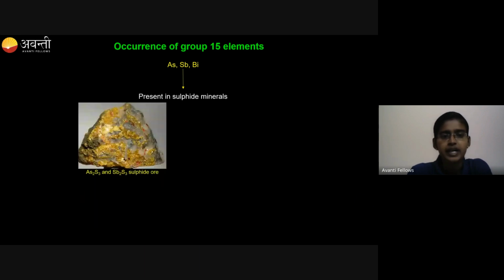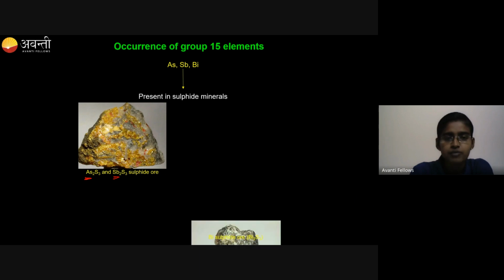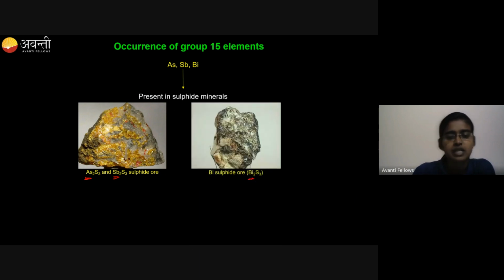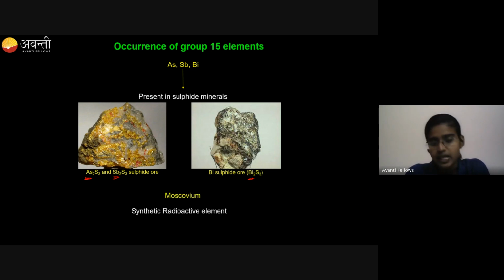Arsenic sulfide and antimony sulfide ores contain arsenic and antimony as the element. In the case of bismuth, it is also present in its bismuth sulfide ore only. Okay, bismuth sulfide ore, bismuth is present. And the last element of this group is moscovium, right? Moscovium is a synthetic radioactive element.